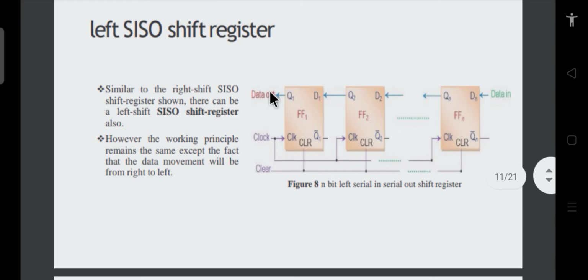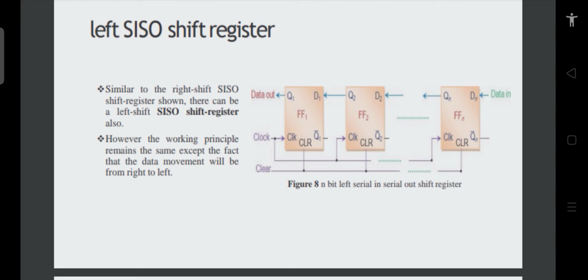So the other form of serial in serial out register is the left shift. Either the data can be right shifted or left shifted. So in the serial in serial out shift register itself, we have two forms, right shift and left shift. Right shift was the earlier one which we have discussed already.